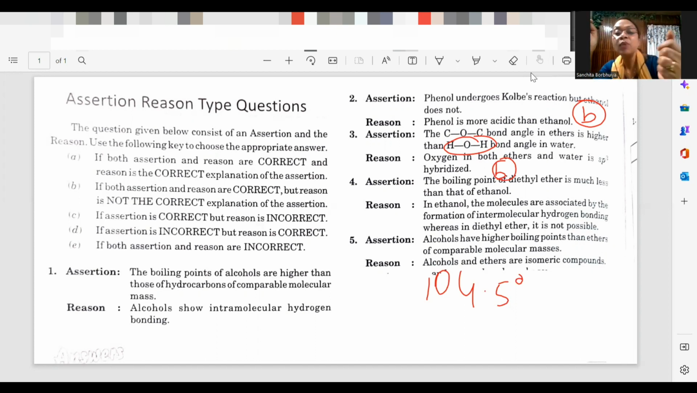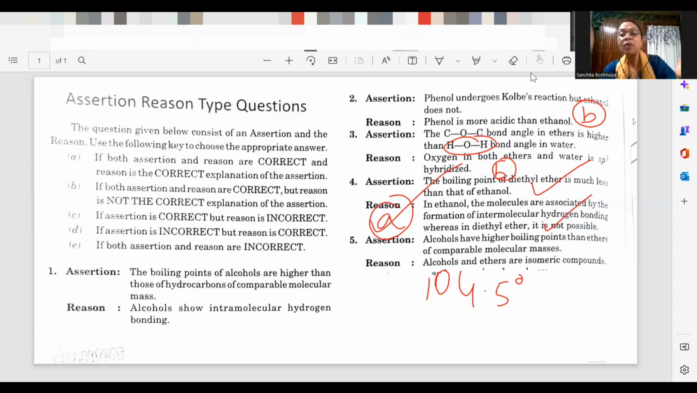Now for the fourth one, the boiling point of diethyl ether is much less than ethanol. Correct. Diethyl ethers are hardly polar. Their polarity is minimized compared to ethanol, where it is highly polar because of the electronegativity difference between the oxygen and the hydrogen. Correct. In ethanol, molecules are associated by intermolecular hydrogen bonding, whereas in diethyl ether, intermolecular hydrogen bonding is not possible. And that is the reason for the low boiling point or the volatile nature of ether, because of the absence of intermolecular hydrogen bonding. It's correct. So the answer is A, correct, the fourth one.